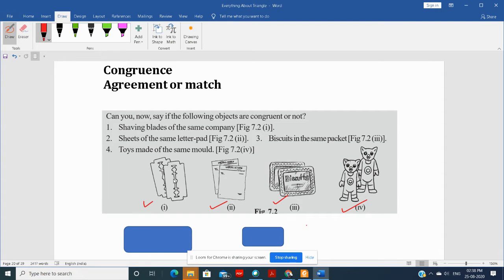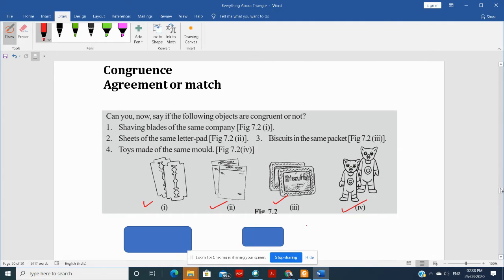Now, if I keep this one blade on the other, they will overlap each other exactly. Similarly, if I keep all these things on one another, then they will overlap each other exactly. This indicates that they are the same in size and shape.